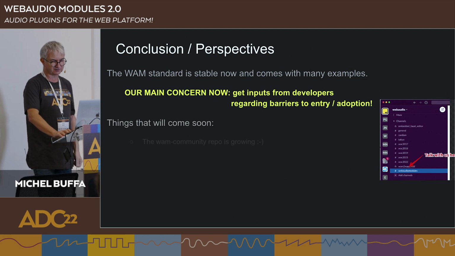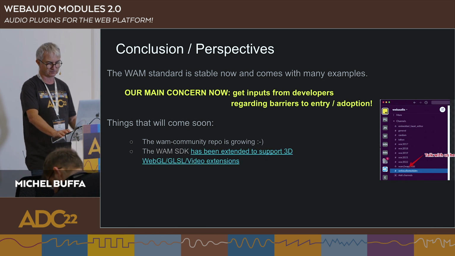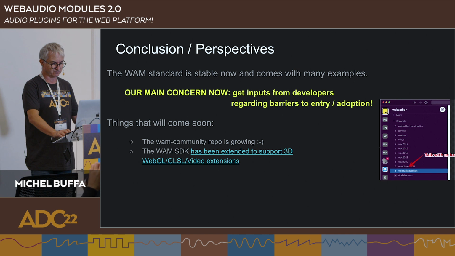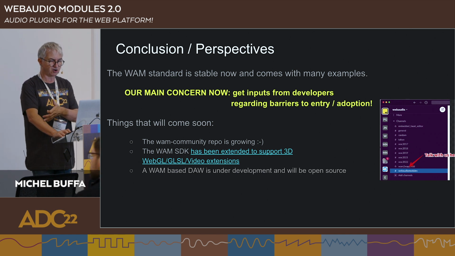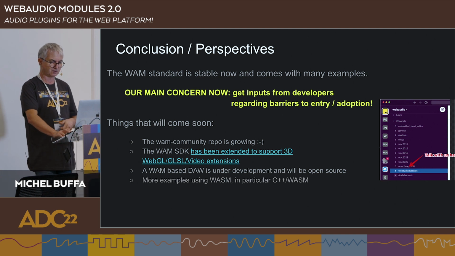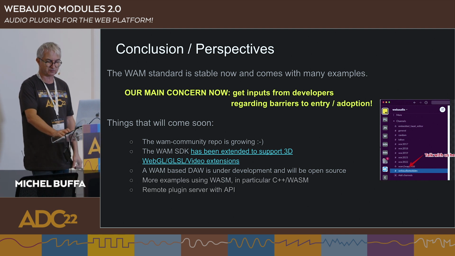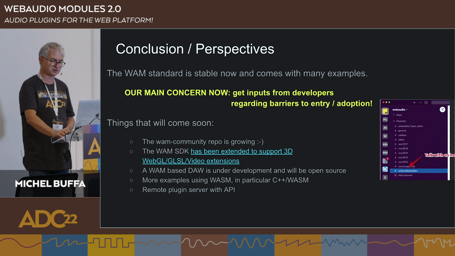Also, a lot of things are coming soon. The WAM community repo is growing. We have more plugins every month. It has been extended to support 3D, so we need to have more examples of that. A WAM-based DAW, an open source one, is under development. And we are working on some examples that show how you can port a VST plugin from C++ to WASM.